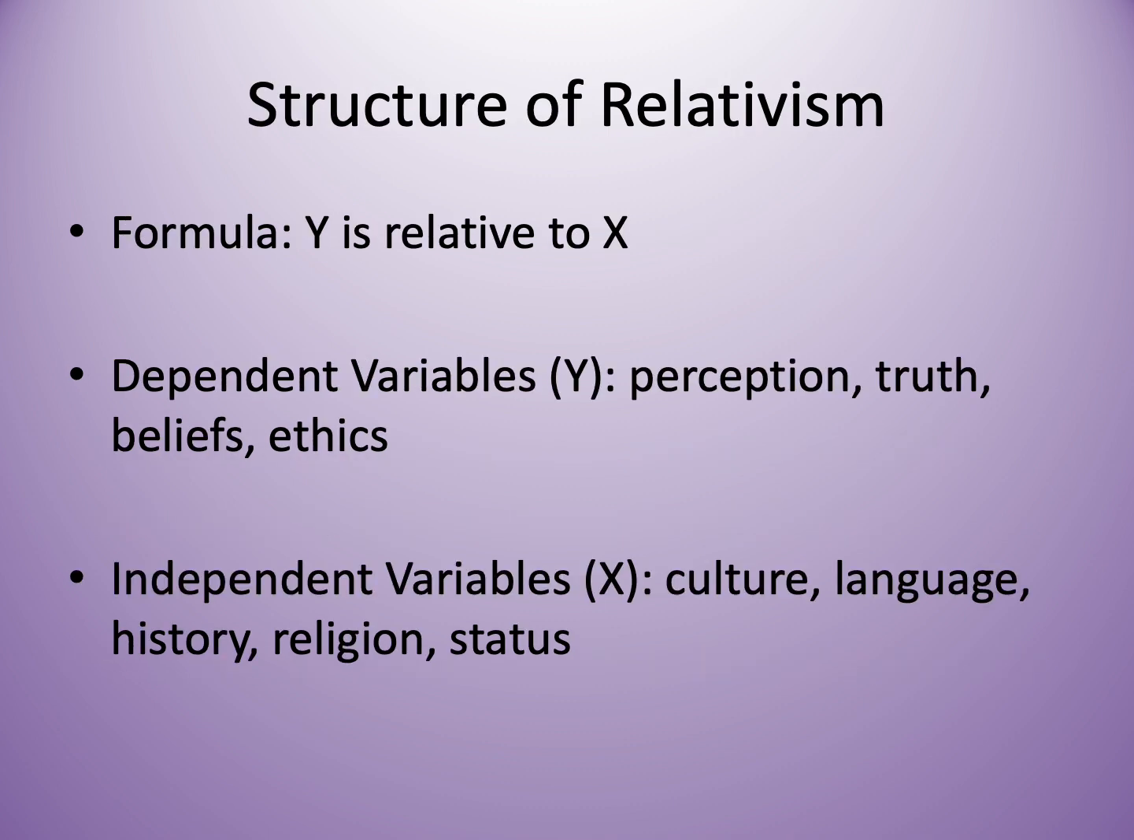The structure of relativism. Kleinman presents relativism in a simple formula. Y is relative to X. The dependent variable, Y, could be truth, ethics, reality, or even human perception. The independent variable, X, might be culture, language, religion, or historical period. The phrase "is relative to" names the mode of connection between the two. This structure helps us to understand how relativism applies across different areas of human thought.